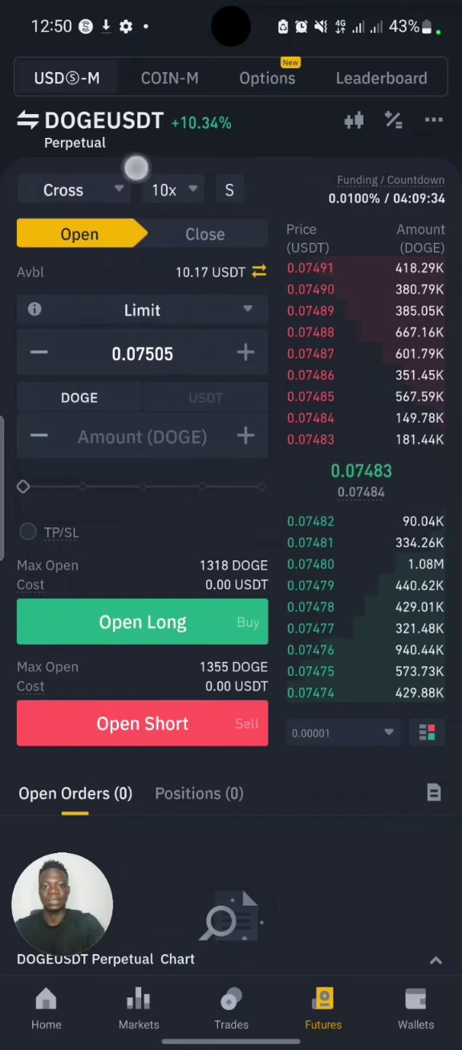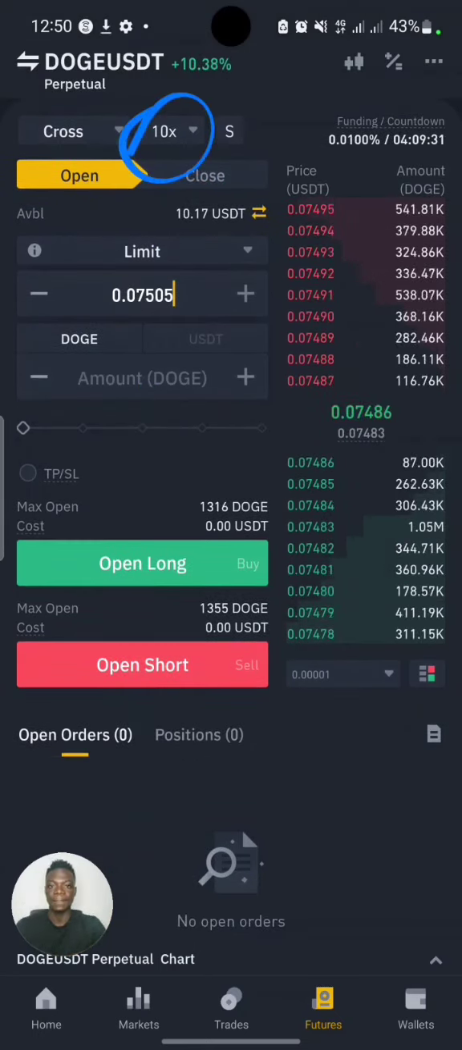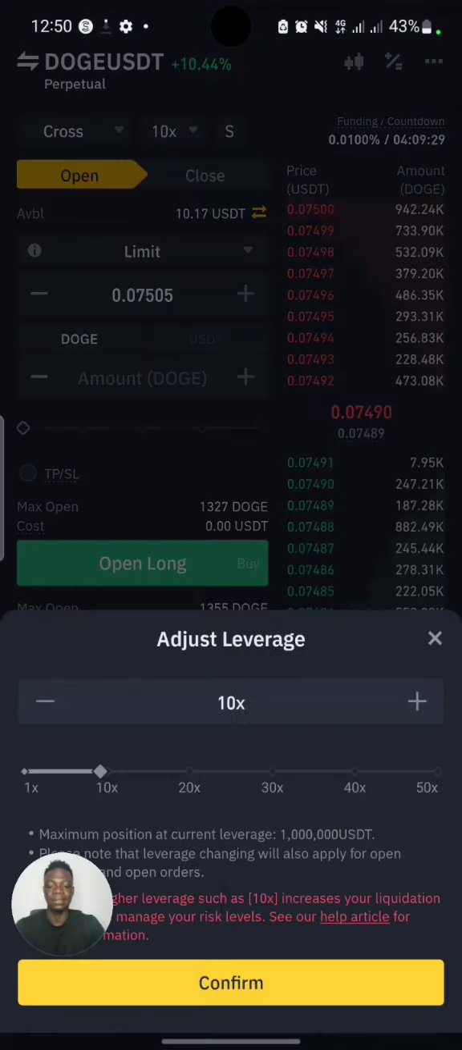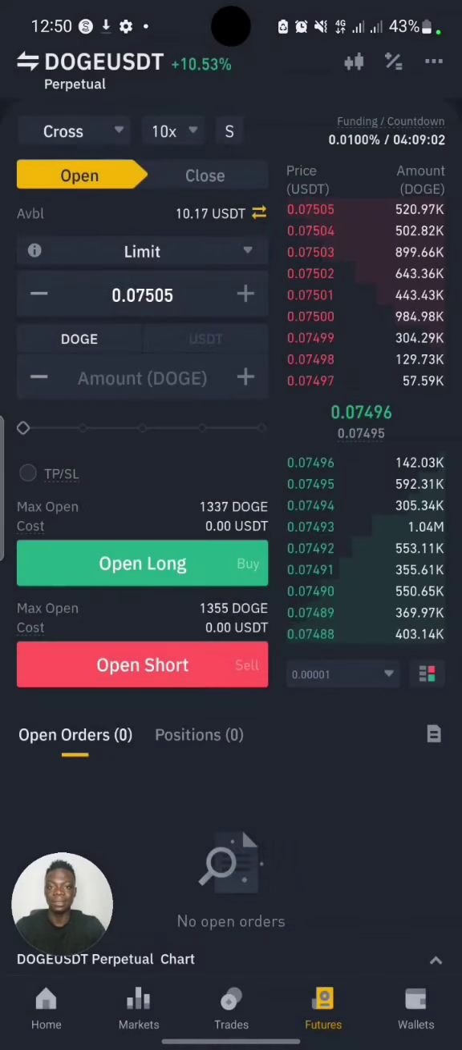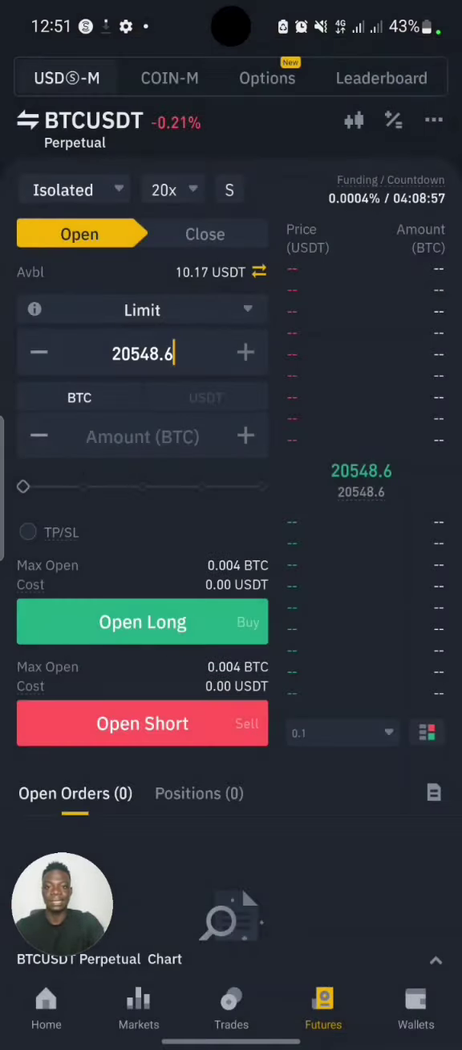Right, the next thing is this 10x, that's the leverage. Now this is the major difference between spot trading and leverage trading. That's futures trading. You have leverage. Leverage increases your profits or your losses. So if I put my leverage at 50, that's the highest risk if I'm trading Doge versus USDT. Now different pairs have different leverage. So if I go to Bitcoin, it has the highest leverage.